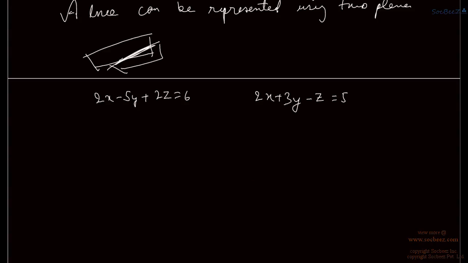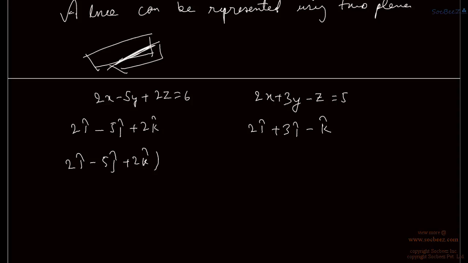Okay. So we have a vector which is perpendicular to this plane. A vector is 2i minus 5j plus 2k. And we have a vector perpendicular to this plane which is 2i plus 3j minus k. So if we take the cross product of these two vectors, we will get a vector which is parallel to the line which contains these two planes, right?